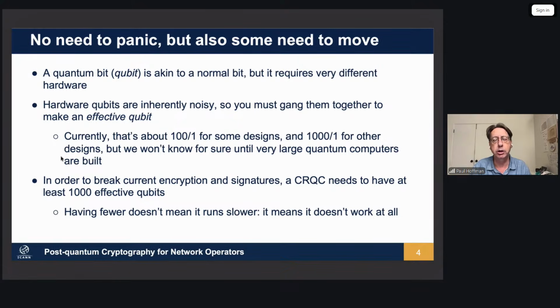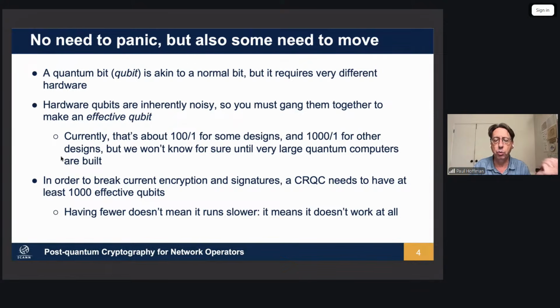That's not the case. A qubit takes completely different hardware than a normal bit. We think of computers as these things that we carry around in our pockets. They've got a bunch of transistors in them and such. A quantum computer is completely different. The bits in them, the quantum bits, use physics that's completely different.